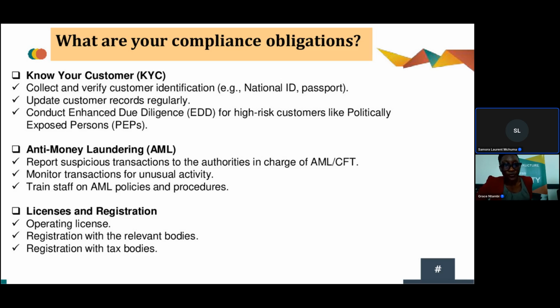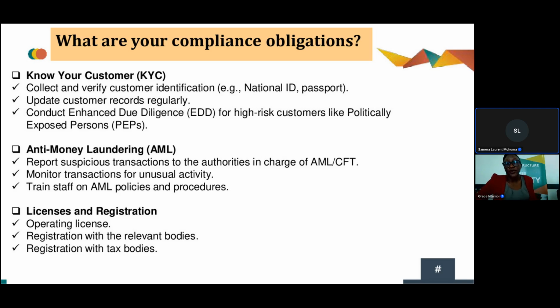And these are things that we have to have as financial providers. We have to have AML policies and procedures. Towards the end, I'll be sharing the format that is provided by the FIU on the form of AML policies and procedures and how to do AML risk assessments. And then the last compliance obligation is to do licenses and registrations.